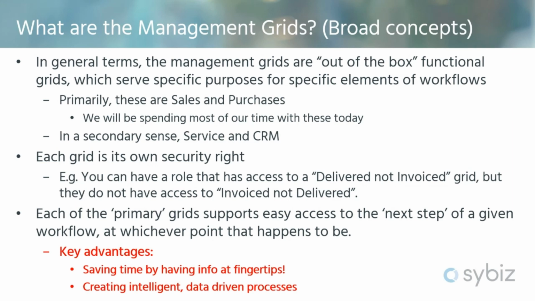A quick important note is the security rights. Each grid has its own security rights. So if you've got someone in the warehouse who's just handling delivered items, you can say, yep, you get that one. If they're someone who's just doing invoices and you don't want them to deal with deliveries at all, you can say, no, you can have delivered, not invoiced. So you know which deliveries need actioning and invoicing, but they're not going to have access to its counterparty.